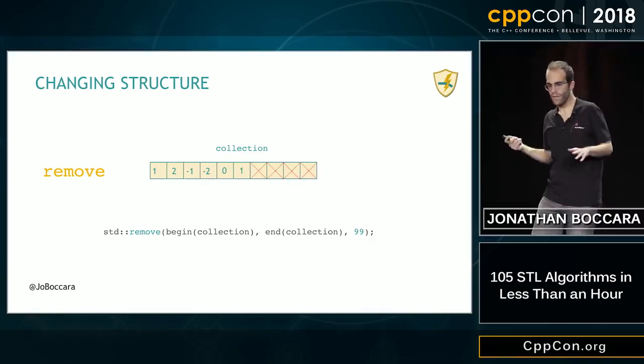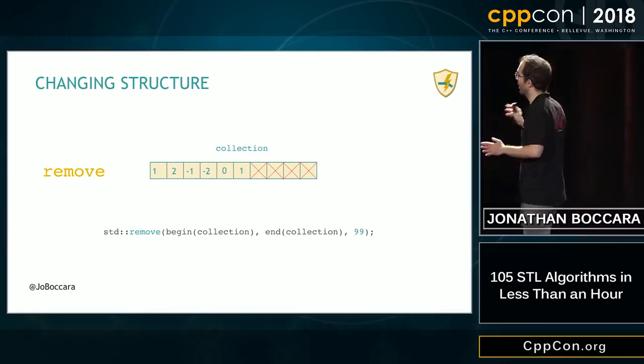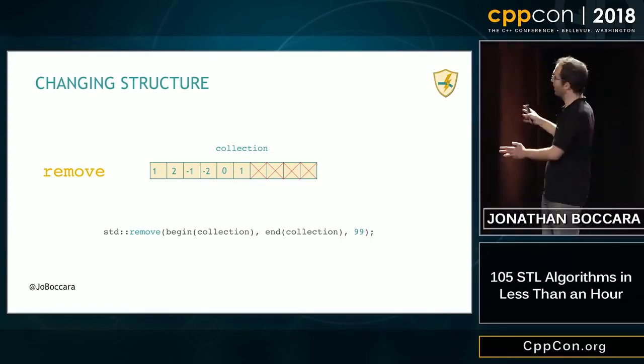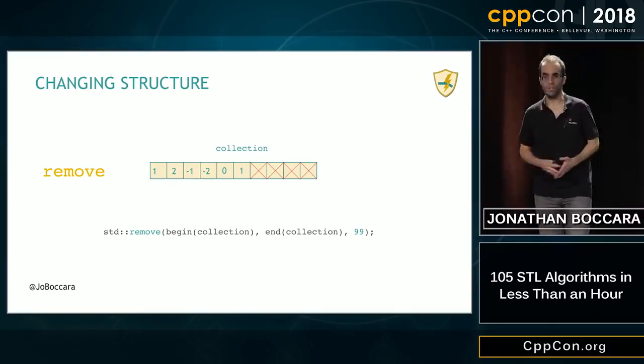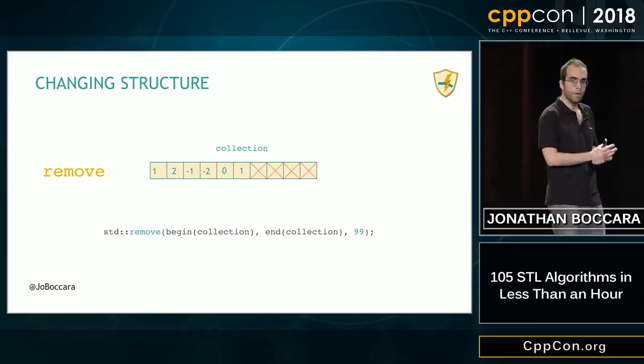And what's at the end is not specified. We can't rely on it. It could be the elements that were there before, it could be 99s, it could be anything else. It could vary from compiler to compiler, from version to version, so we can't rely on that.